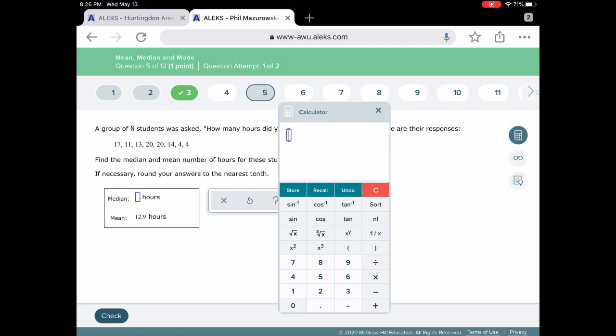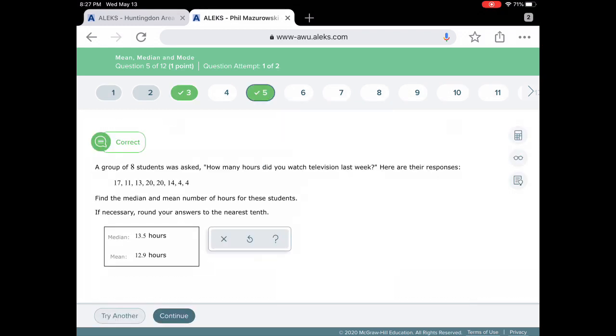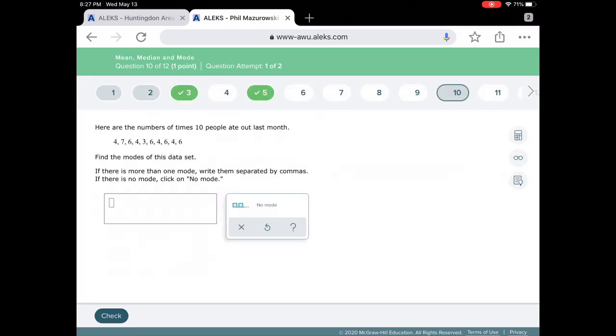But like I said, this is another way, 13 plus 14, and then divided by 2. So I'm just going through this so you can see how the process works if it's not as easy as 13.5. And once again, we've got the correct answer. The last type of question deals with the mode, and these are usually pretty simple.